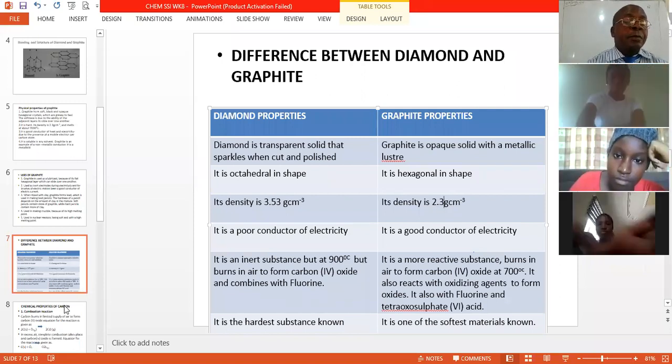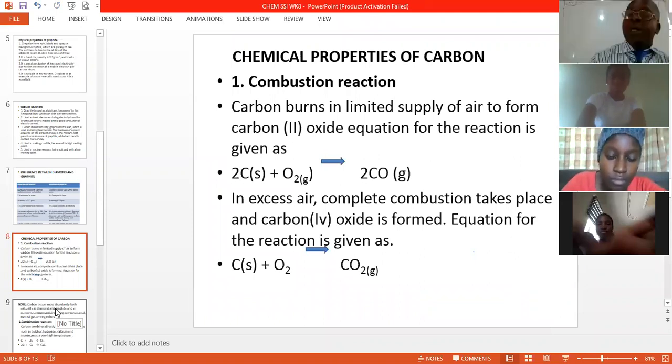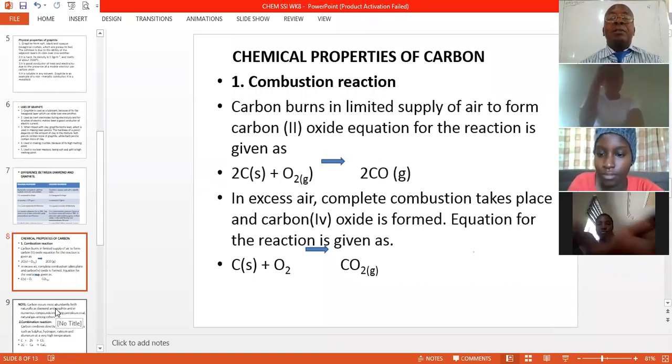Okay. Now we look at the properties of carbon. Now we are talking about carbon and its compounds. So let's look at the physical and the chemical properties of carbon. We have seen the two physical forms of carbon, diamond and graphite. Let's see how they react chemically.